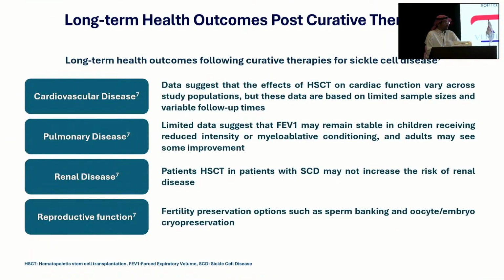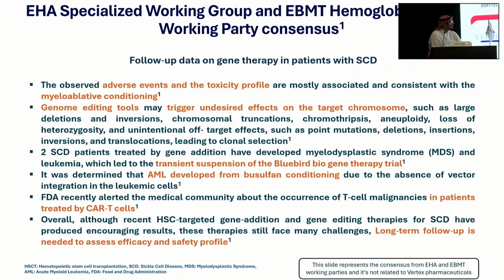We know that patients with allogenic stem cell transplant are at risk of developing cardiac disease, pulmonary toxicity, and also affected fertility. These are things that you have to keep in mind. These are their recommendations. In gene therapy, as I mentioned, you are usually worried about the myeloablative conditioning with its toxicity. There are genomic editing tools that can be used.